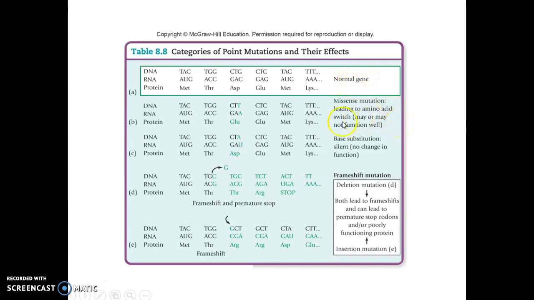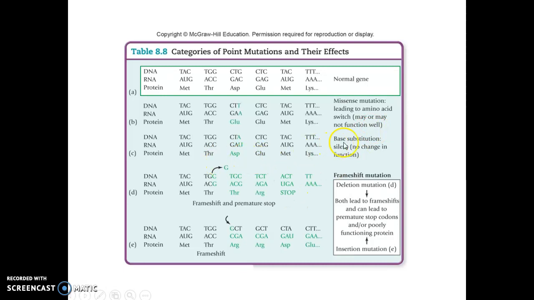All right, with B, you have what kind of mutation? All right, a missense mutation. It's just a substitution. So instead of this section of DNA reading CTG, like it should appear, it reads CTT. The RNA sequence is then GAA, and you have a different amino acid here than the amino acid in the normal gene. All right, so this leads to an amino acid switch, may or may not function well. It's just hard to say.